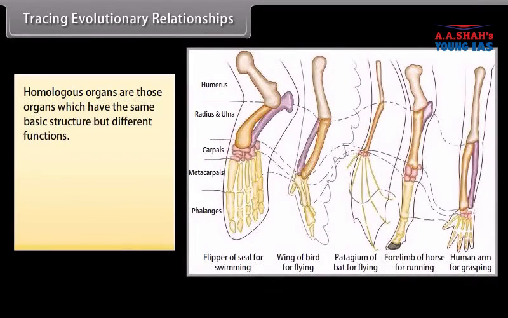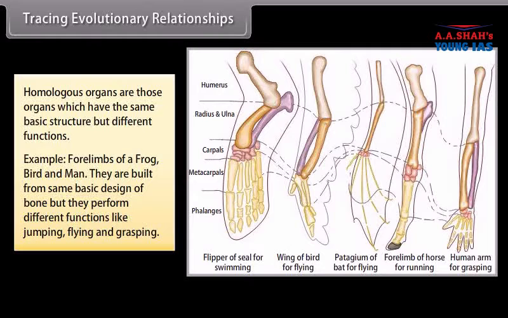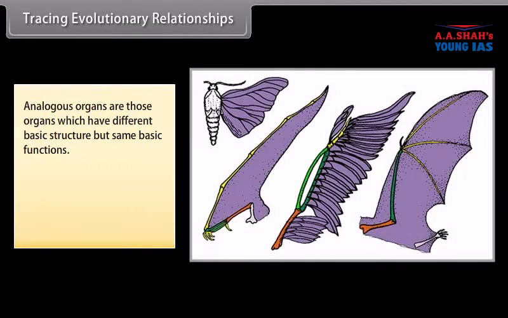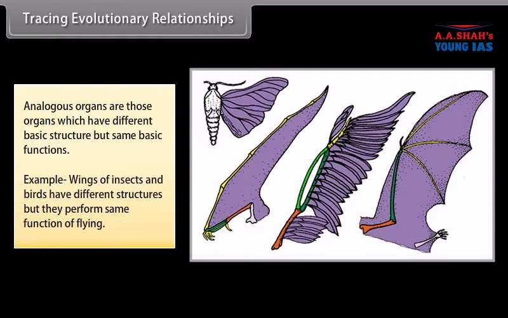Homologous organs are those organs which have the same basic structure but different functions. Example, forelimbs of a frog, bird, and man. They are built from the same basic design of bone, but they perform different functions like jumping, flying, and grasping. Analogous organs are those organs which have different basic structure but the same basic function. Example, wings of insects and birds have different structures but they perform the same function of flying.